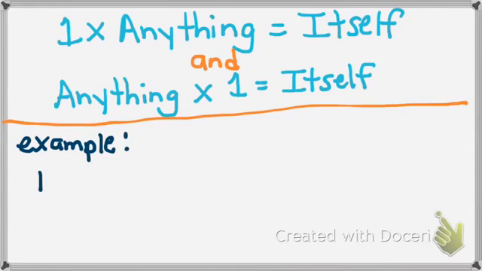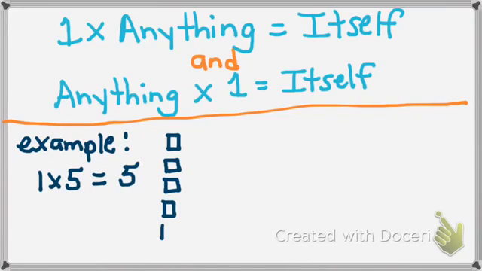So my first example will be 1 times 5. 1 times anything equals itself. 1 times 5, 5 is anything, so that's going to equal the 5. Let's take a look at this in picture format. I start with 1, and I want that 1 5 times. That's 1, 2, 3, 4, 5. How many squares do I have altogether? 1, 2, 3, 4, 5. So it makes sense that 1 times 5 equals 5.